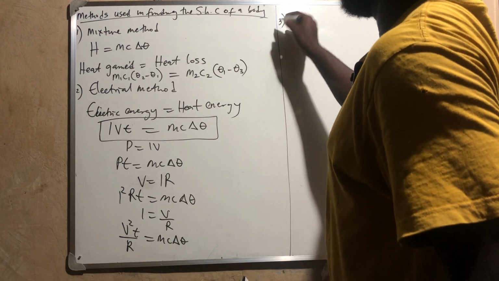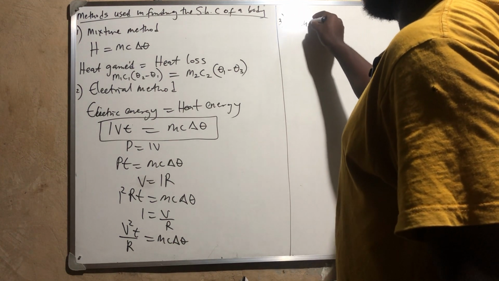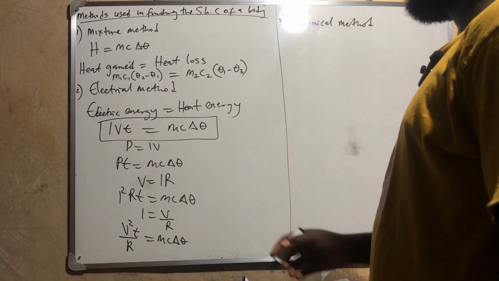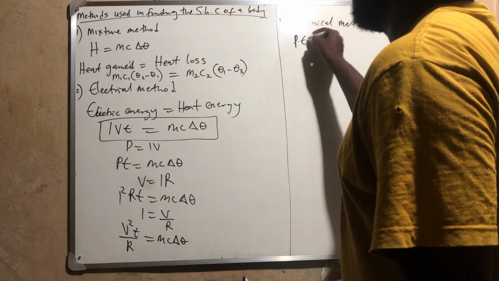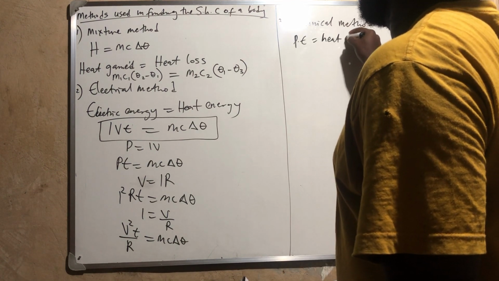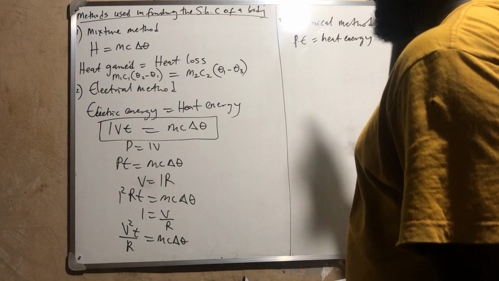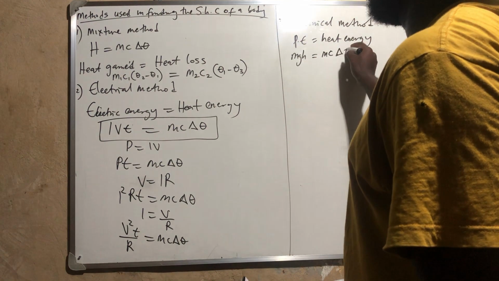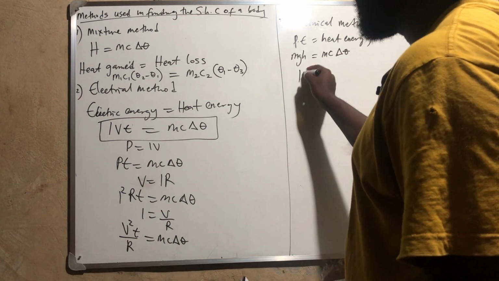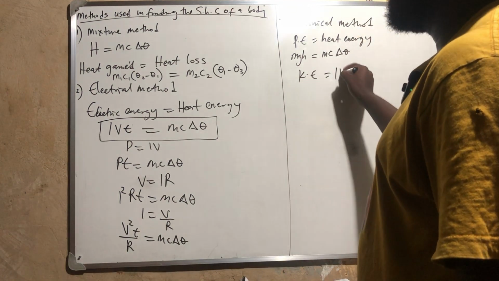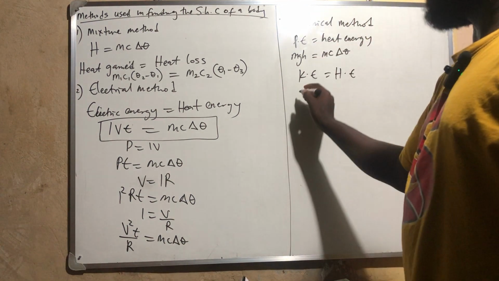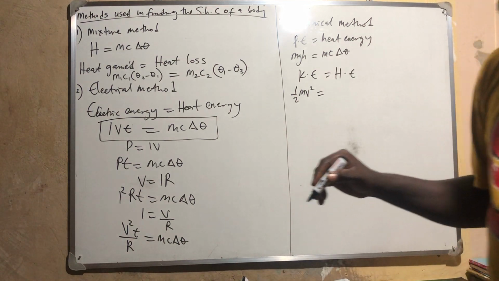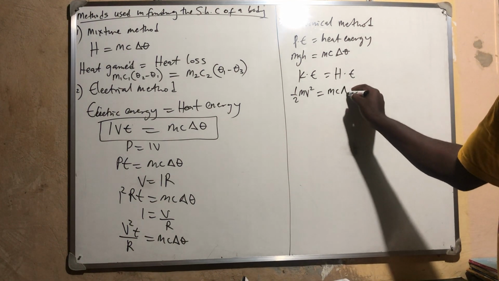Then the final method, which is the third one, is the mechanical method. Now, the mechanical method said that potential energy is equal to heat energy. And what is potential energy? The formula is mgh, which is equal to MC change in temperature. Or you say that kinetic energy is equal to heat energy. So what is the formula for kinetic energy? Half mv squared is equal to my heat energy, which is still MC change in temperature.